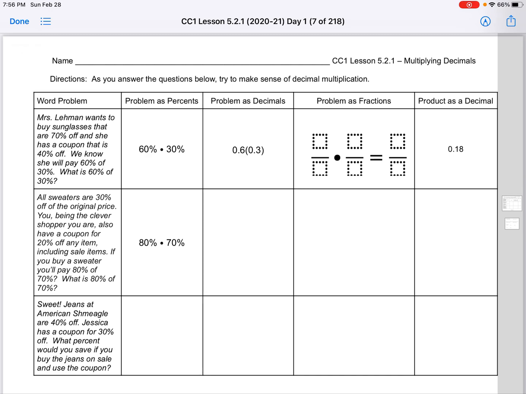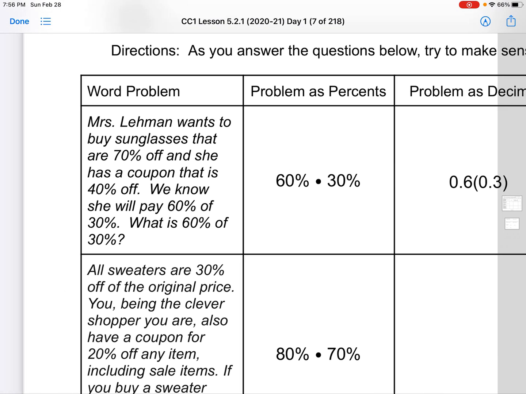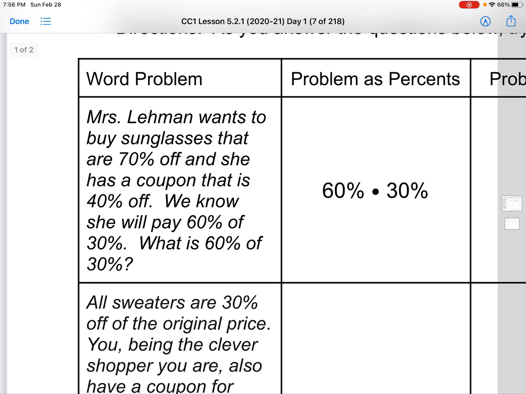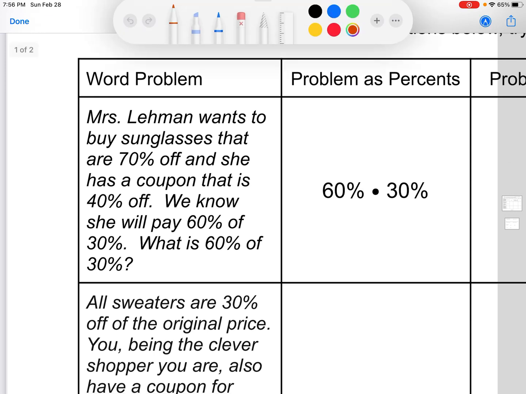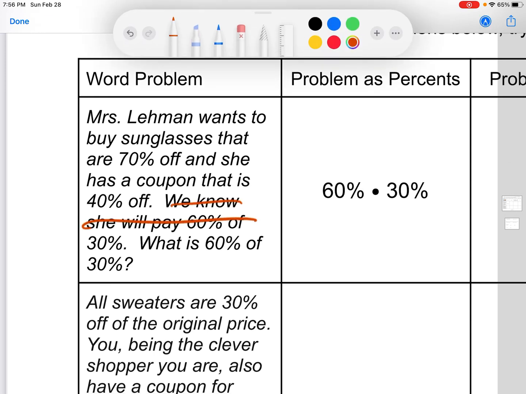So today's lesson really just kind of kicks off with a question. Mrs. Lehman wants to buy sunglasses that are 70% off, and she has a coupon that's 40% off. Now, if I just ignore this for just a second, Mrs. Lehman says, well, if I have 70% off and 40% off, then that must mean she gets 110% off. Because she added 70 and 40 together, what we find out is that's just foolish. That's just not the way stuff works.